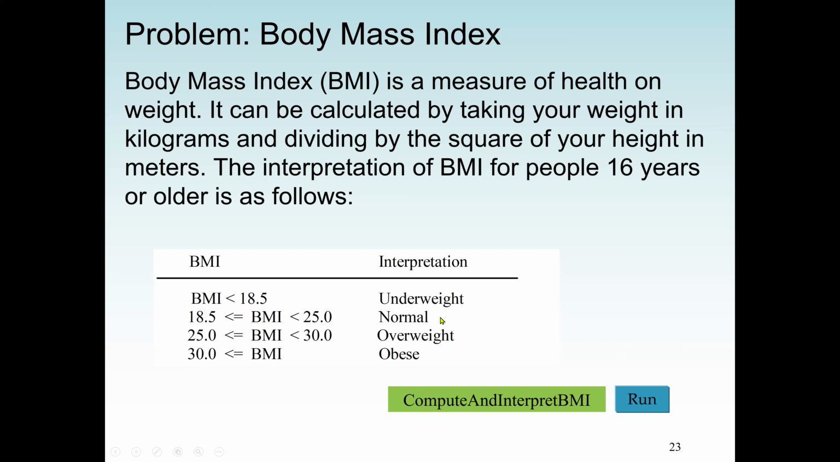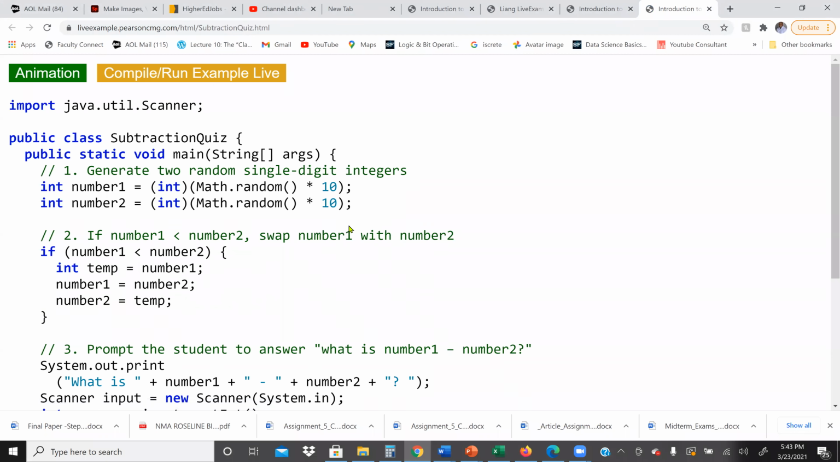So here we are going to write a program, and when the user enters the BMI, we are going to check whether it falls within any of these four categories. So we have to use multi-way if. So again, we are using a scanner to get the input from the user.